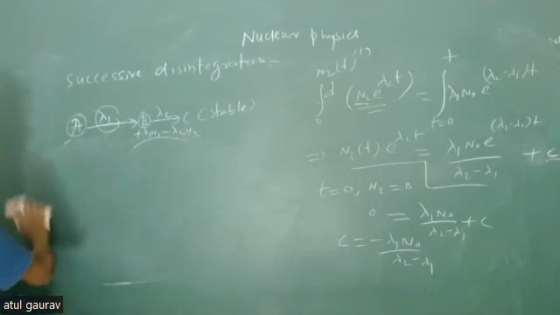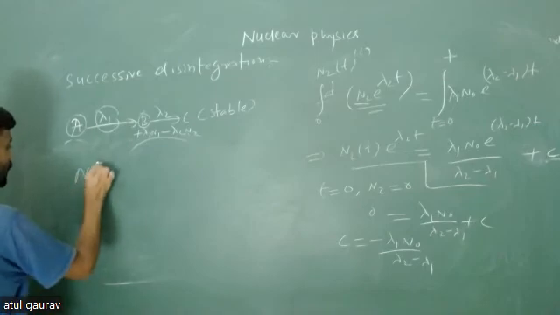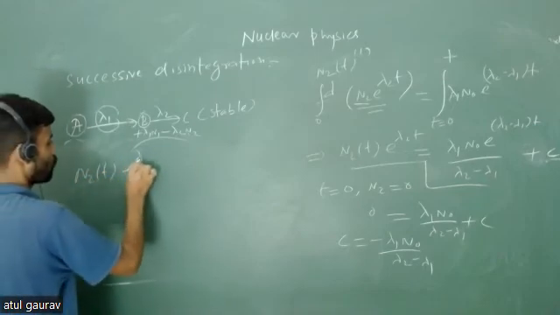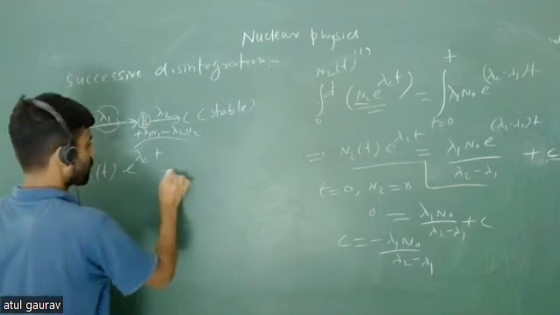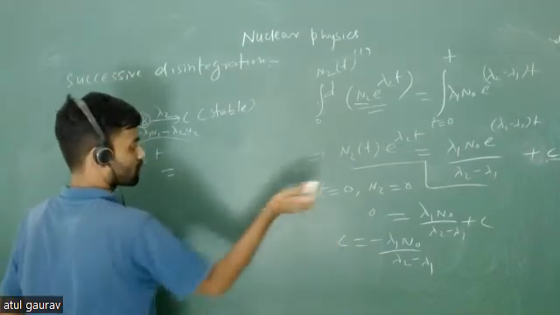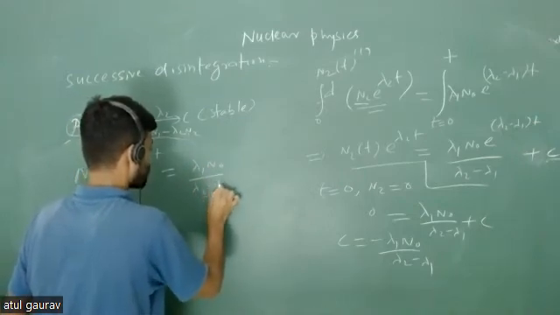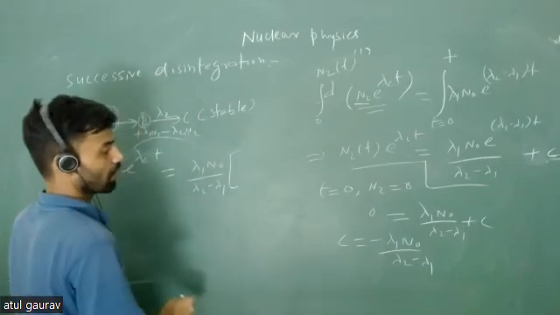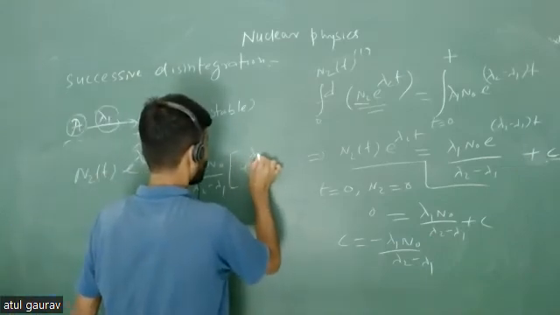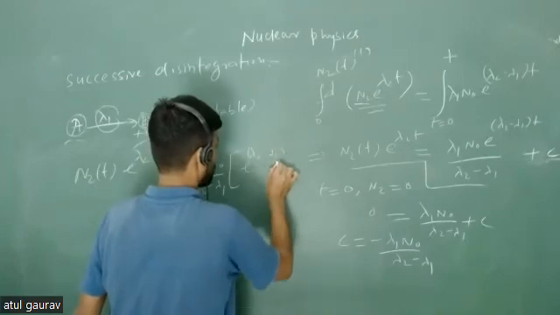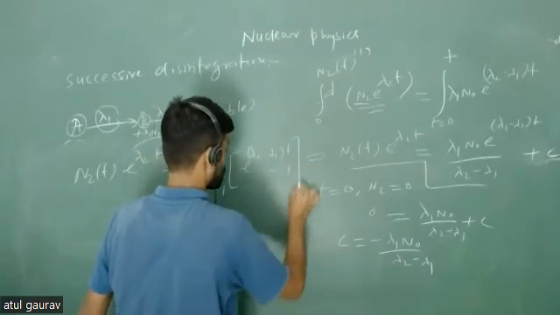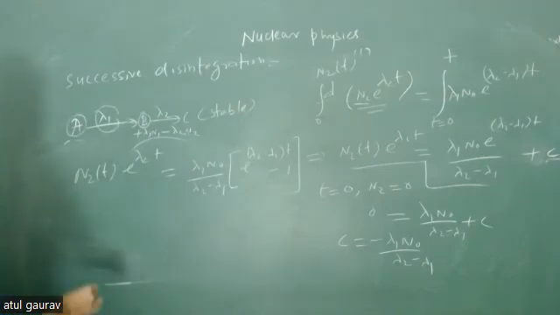Now we substitute the C value here, and you will get some number. So that will be n2t exponential lambda 2t equals to how much? These things will be common from both terms. So you will get lambda 1 n0 divided by lambda 2 minus lambda 1, then exponential lambda 2 minus lambda 1 t minus 1. Right?